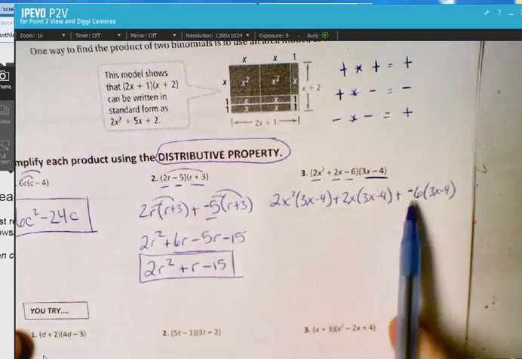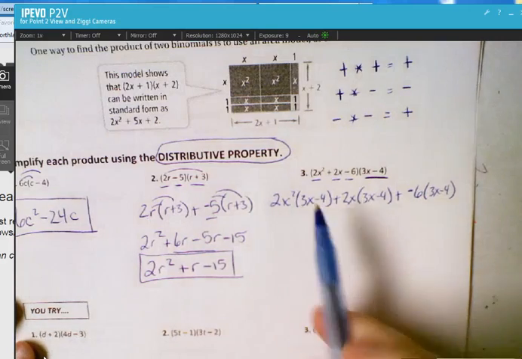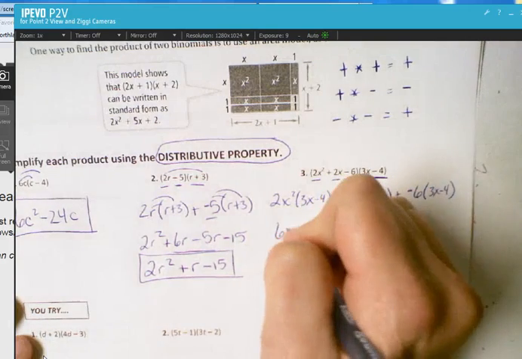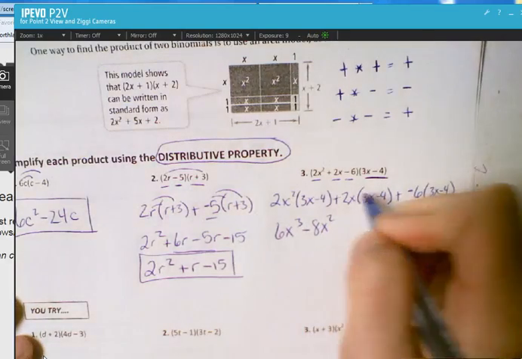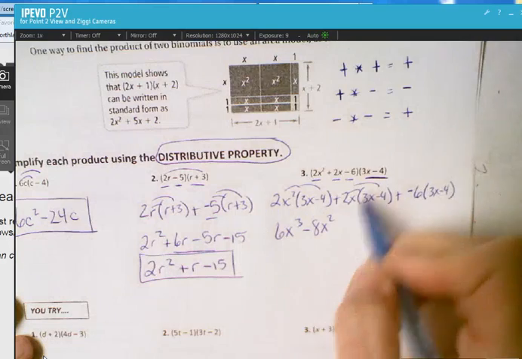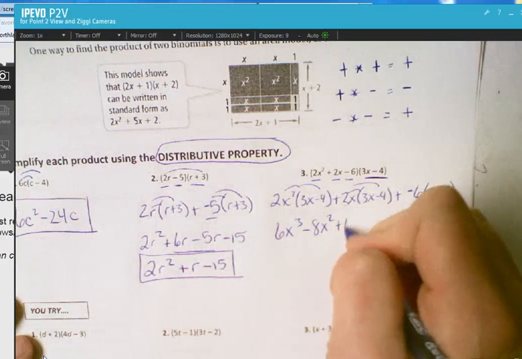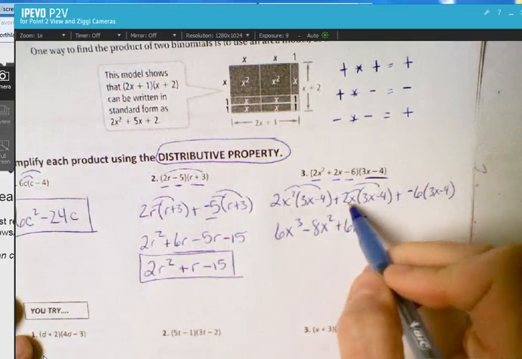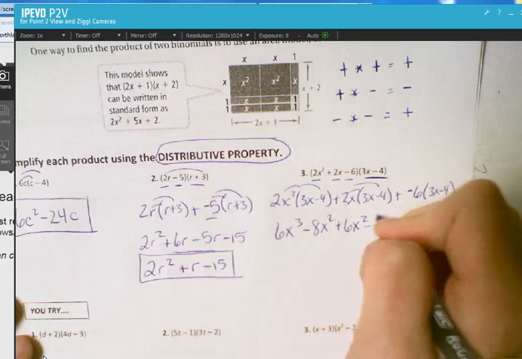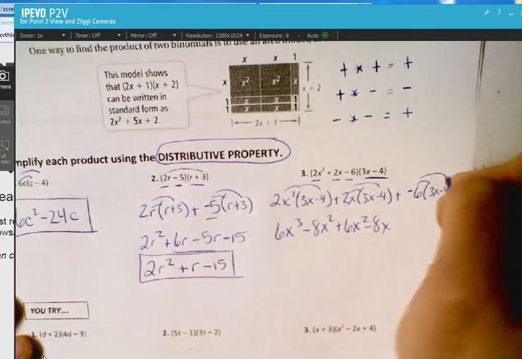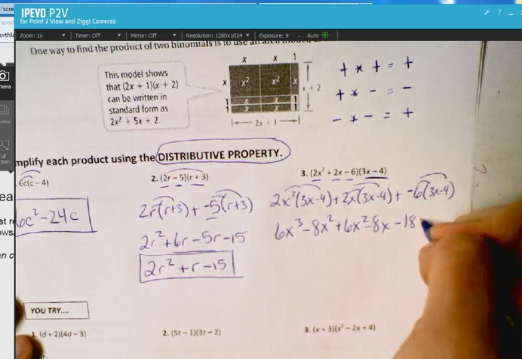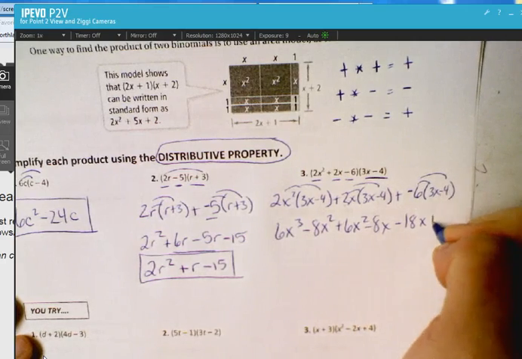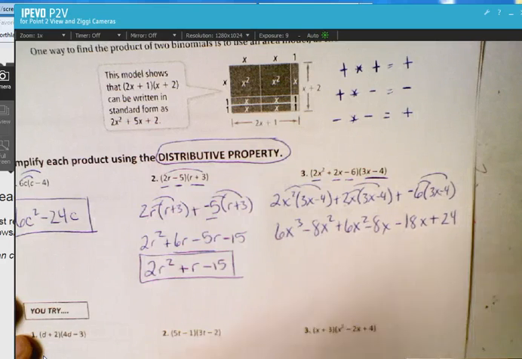So be careful, you're distributing your negatives, so watch your signs. 2 times 3, that's 6x to the third, minus 8x squared. Then I'm going to distribute this stuff over here. 2 times 3 is another 6x squared this time. 2 times a negative 4 is a negative 8x. Distributing in my negative. Negative 6 times a 3 is a negative 18x. Negative times a negative is a positive. 6 times 4 is 24.